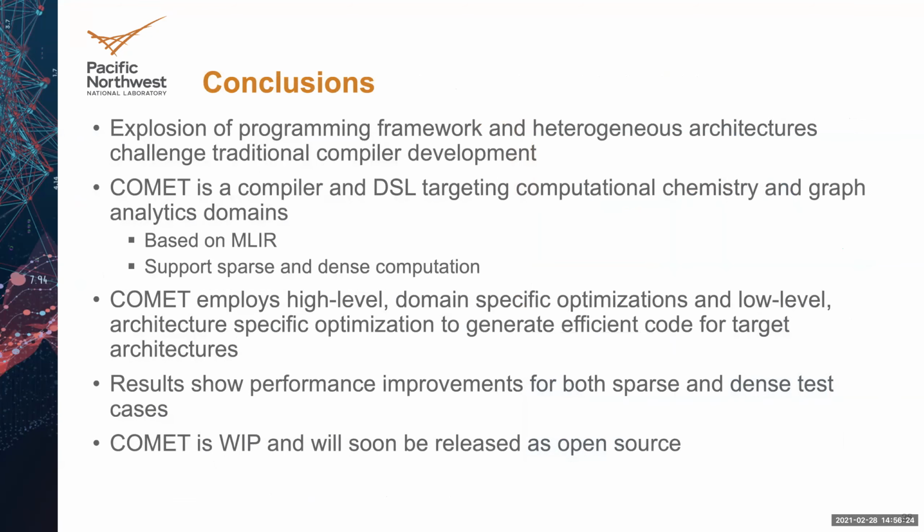And just to conclude, the COMET compiler introduced a domain-specific language for sparse and dense tensor algebra operations, targeting computational chemistry and graph analytics. And our compiler, based on MLIR, automatically generates code for sparse and dense computation with several optimization techniques. So far we see good results in both cases, and we are investigating some of the performance degradation and how we can improve it.